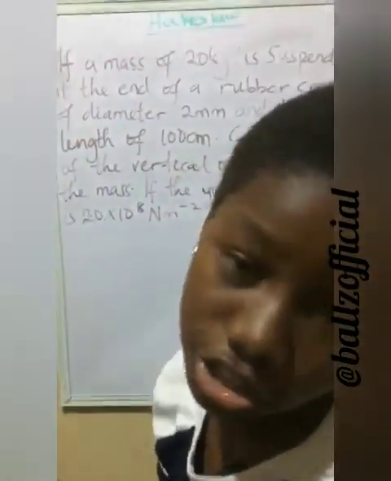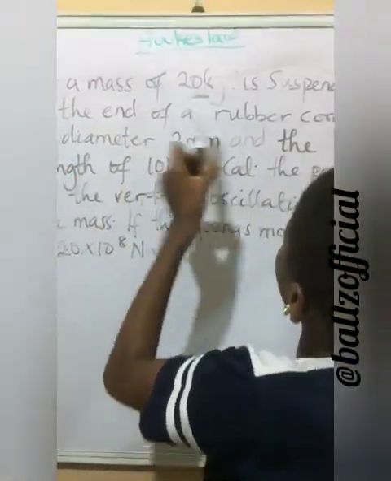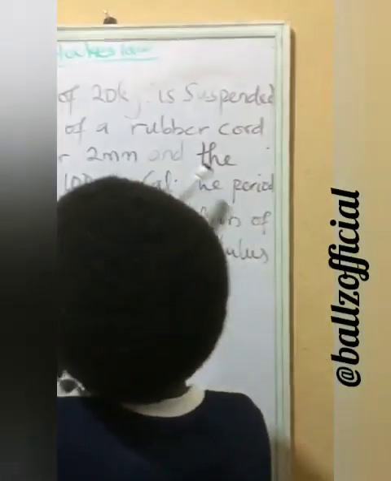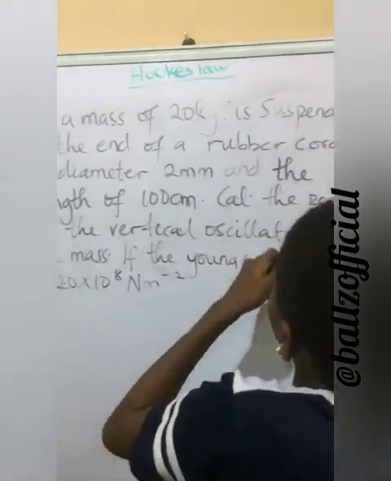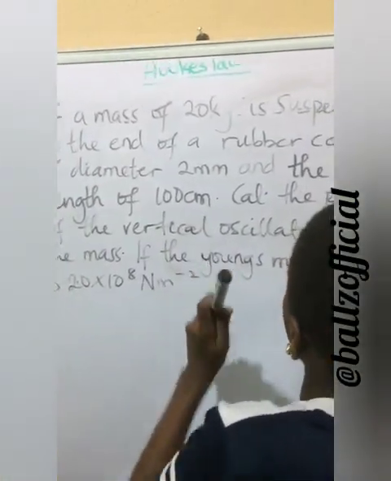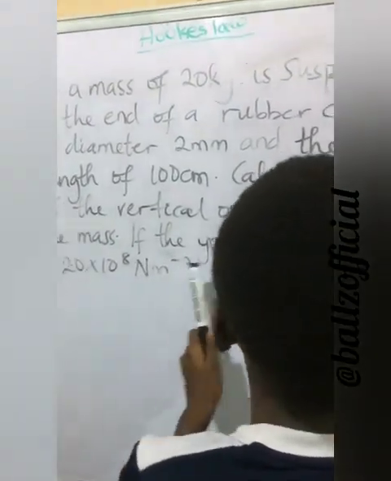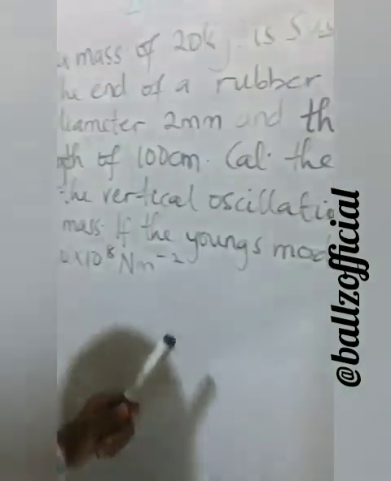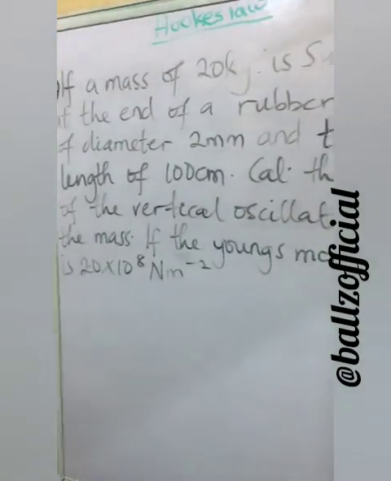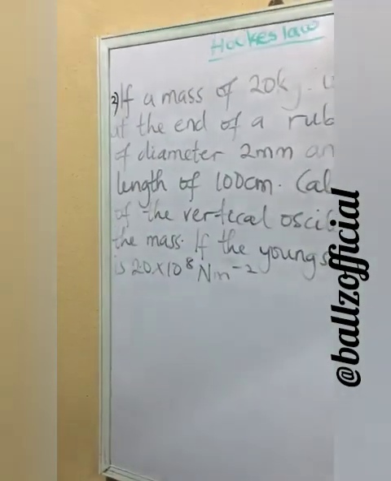Hey guys, I'm back with question 2, which says if a mass of 20 kg is suspended at the end of a rubber cord of diameter 2 mm and the length of 100 centimeters, calculate the period of the vertical oscillation of the mass if the Young's modulus is 2 times 10 to the power of 8 Newton per meter square. So we're going to be bringing out the quantities in this question.